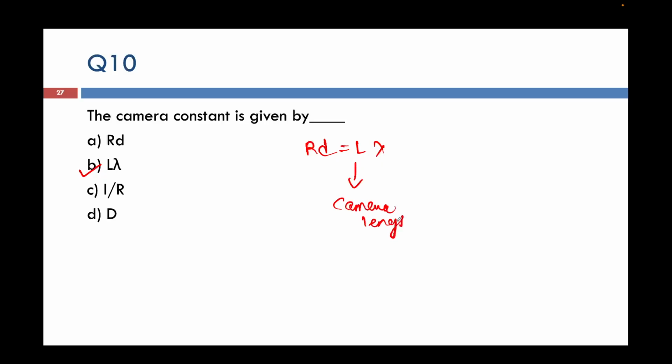Be careful about that. In the question they might sometimes give you the camera length, and separately they might give you the wavelength. So you have to multiply them to get the camera constant. Combined, this is the camera constant. Okay, and this is always constant for a particular TEM.